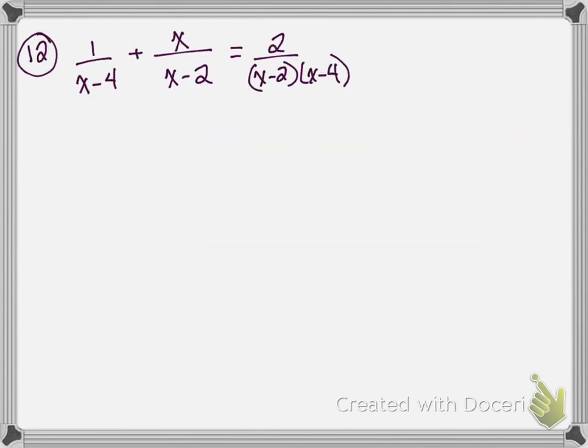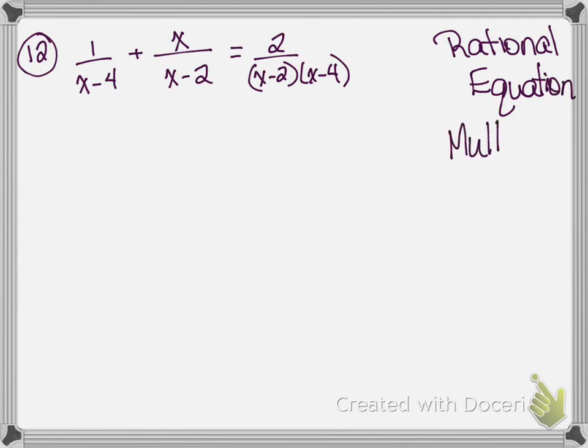Okay. The next one that we are going to do, this is a rational equation. And when you are looking at a rational equation, the way that you solve a rational equation is you multiply each individual part by the LCD. So you've got to determine the LCD, and then once you've determined the LCD, you're going to multiply each part of the equation by that LCD.